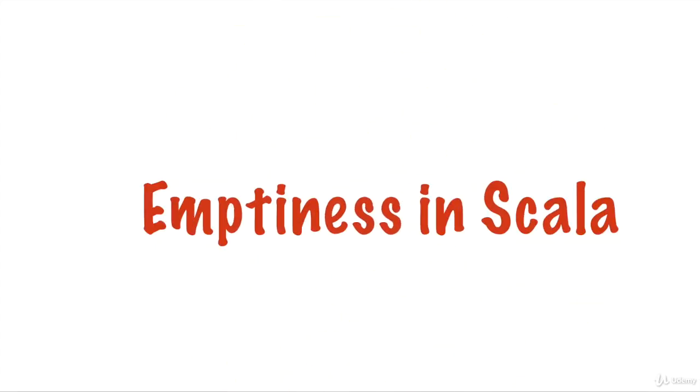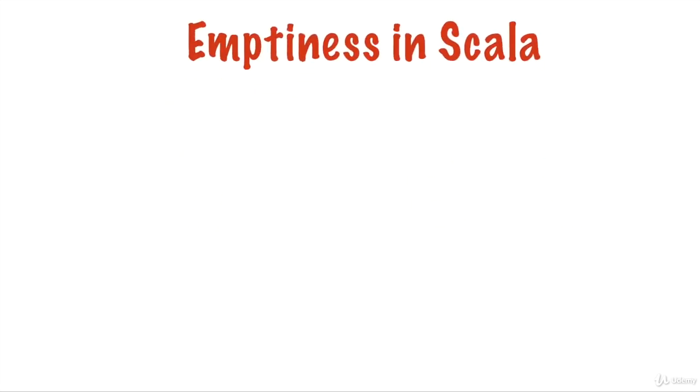Scala has a unified type system, and this means that Scala has an absolute plethora of different empty values. Emptiness in Scala is a rather complex topic because there are so many forms of it. Let's go ahead and explore all of these different forms of emptiness in Scala.